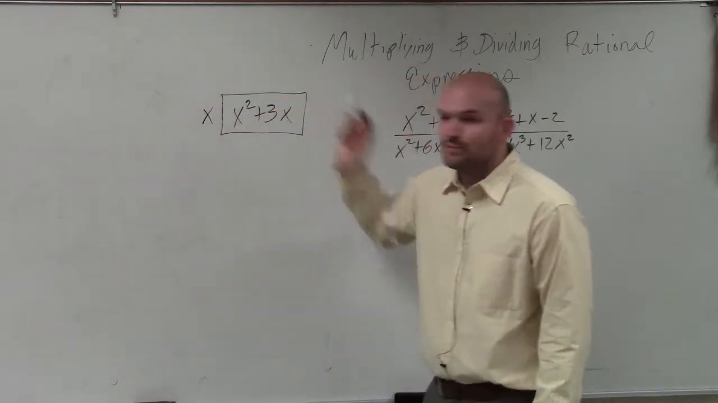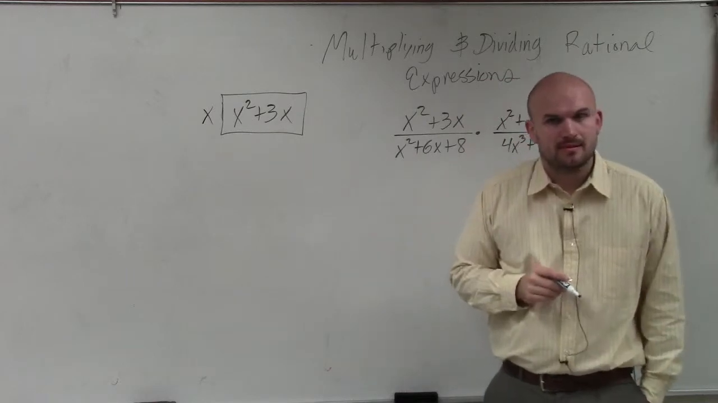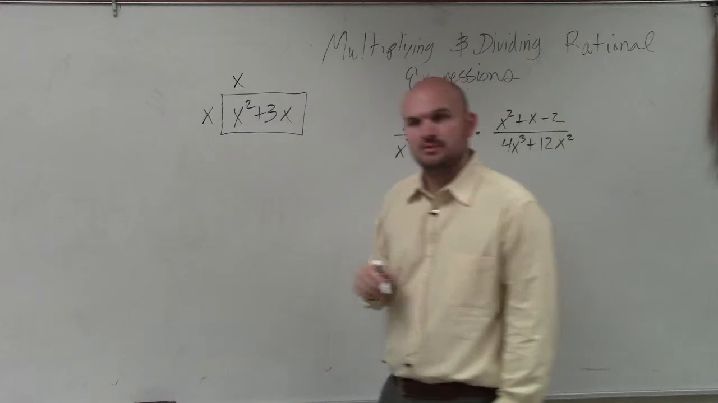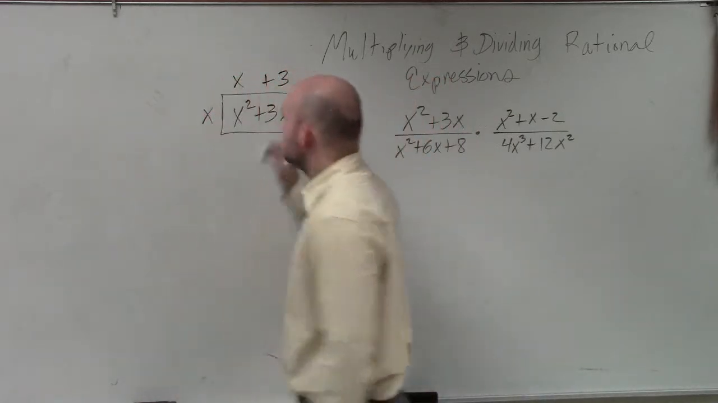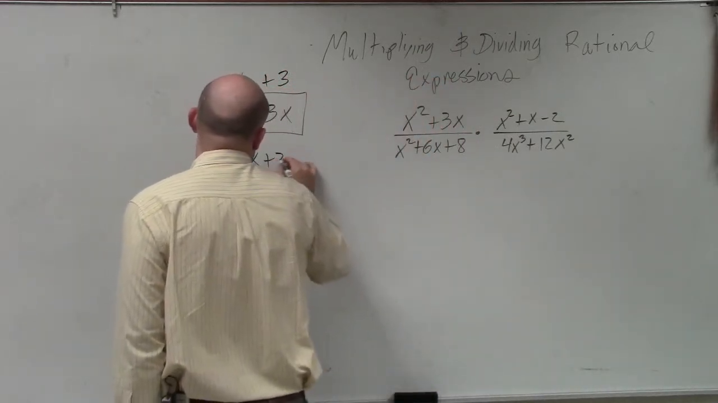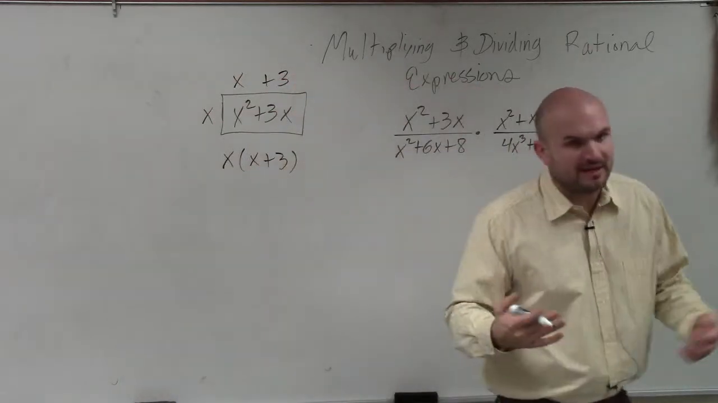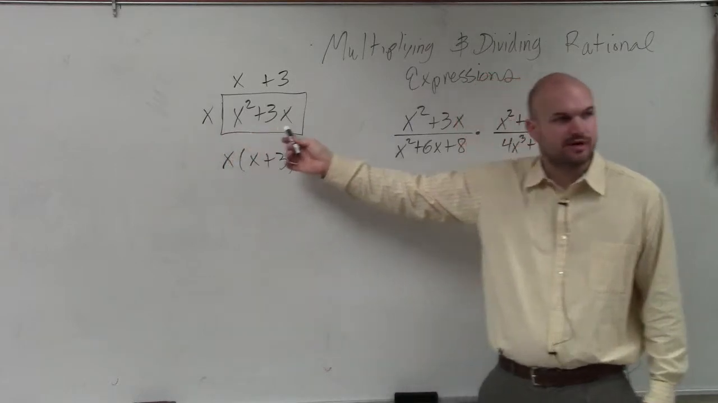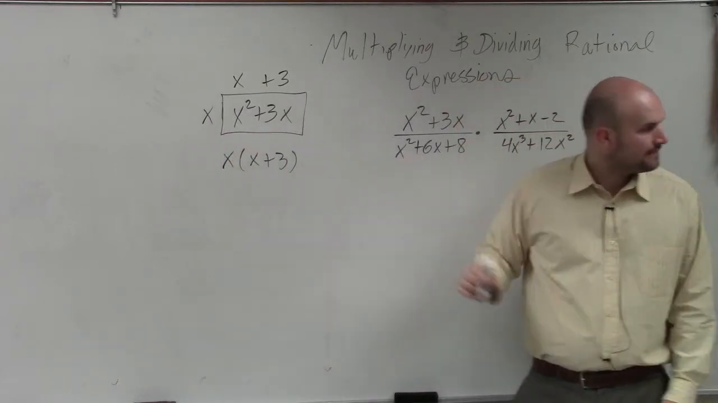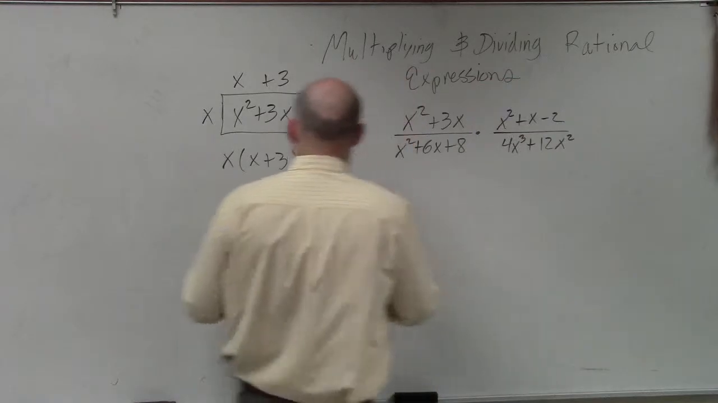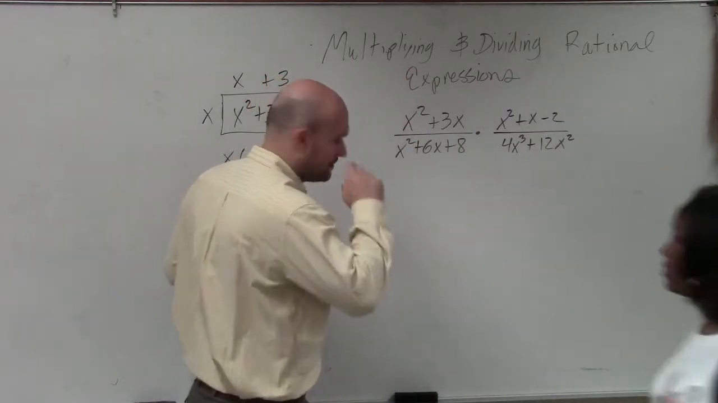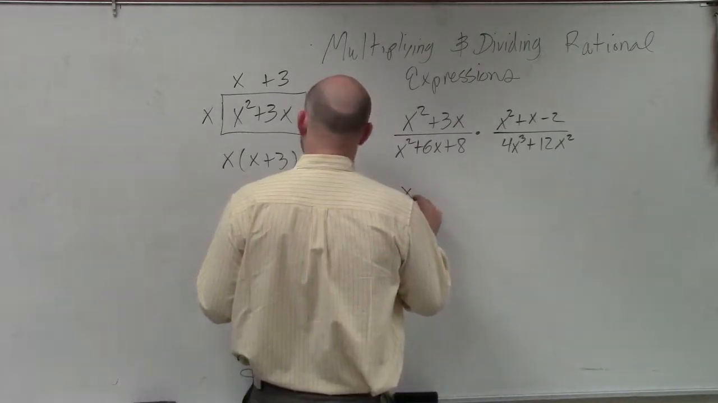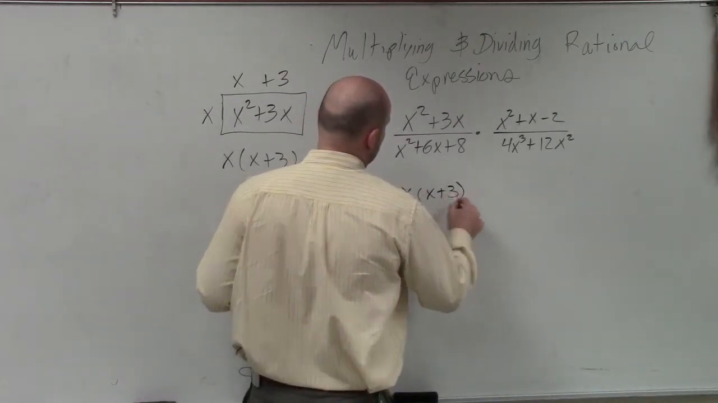So x times what gives you x squared? X. And x times what gives you 3x? 3. So does everybody agree with me that x times x plus 3 is the same thing as x squared plus 3x? Yes. OK. So therefore, on my numerator, I have x times x plus 3.